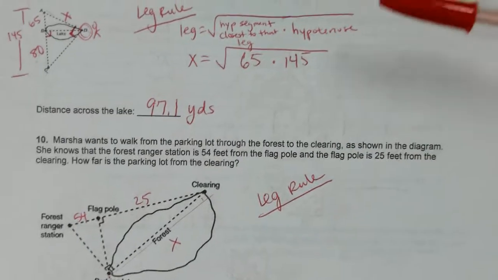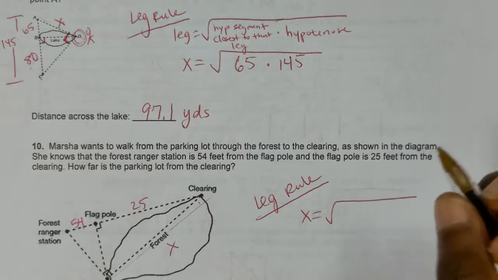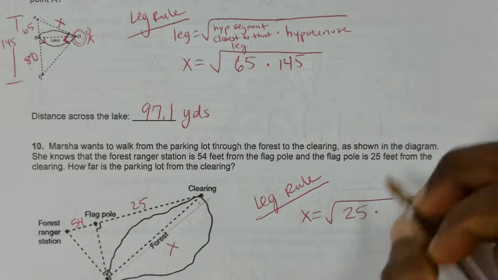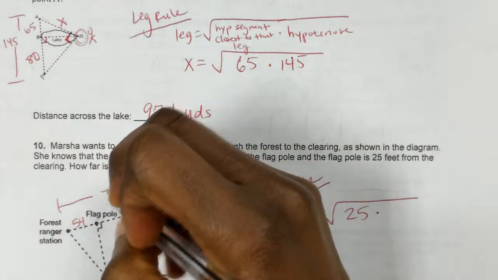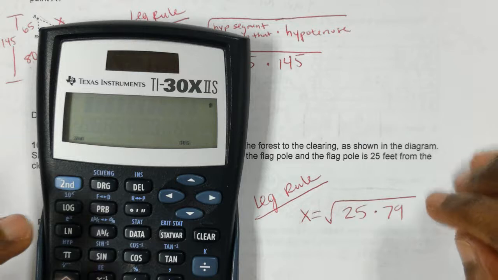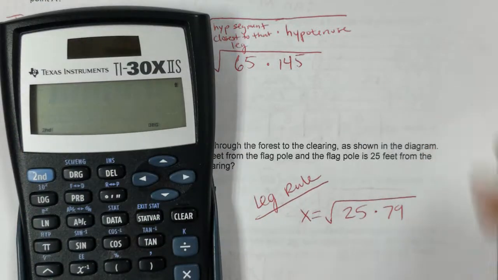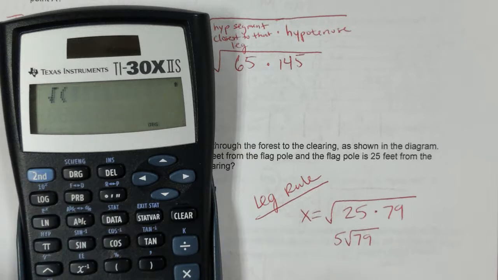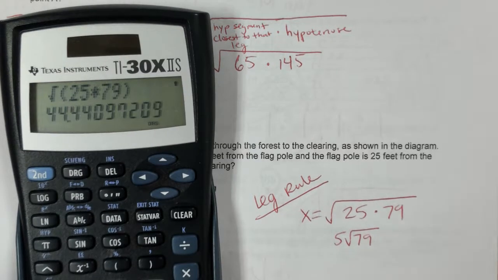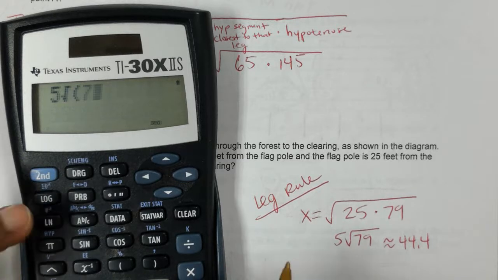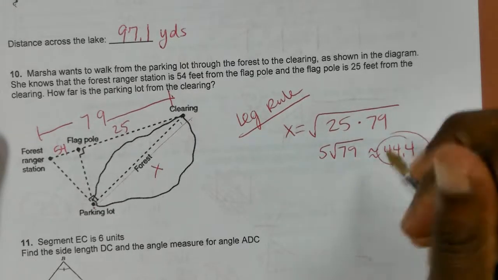So the leg rule, we already wrote it up here. The leg is equal to the square root of the part of the hypotenuse closest to the leg, which would be the 25 is the closer segment, times the whole thing. If I add these together, I get 79. I can make this 5 radical 79 because I know 25 is a perfect square, but if I just do the square root of 25 times 79, it's about 44.4. And I can check it. It's 44.4, that's the nearest tenth, or in simplified radical form.